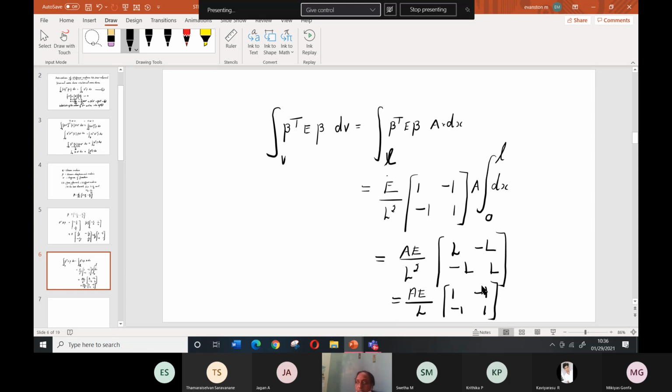Do you remember this is the stiffness matrix? We derived stiffness when you were studying the matrix method itself. This is the stiffness matrix, the K values. You can take K as the integral of beta transpose E beta. So K is equal to AE by L into 1, minus 1, minus 1, 1. That is for the bar element.